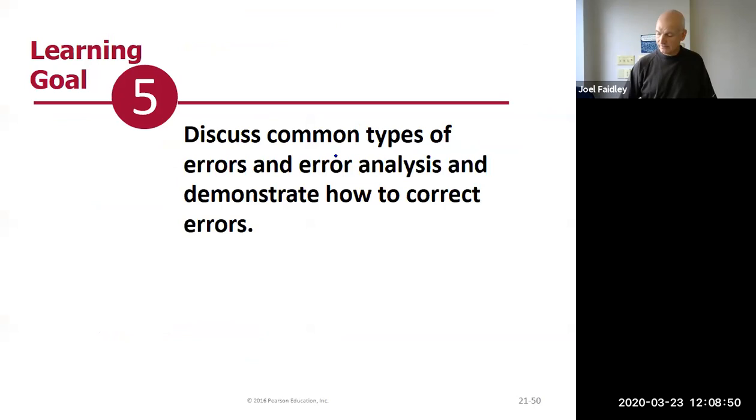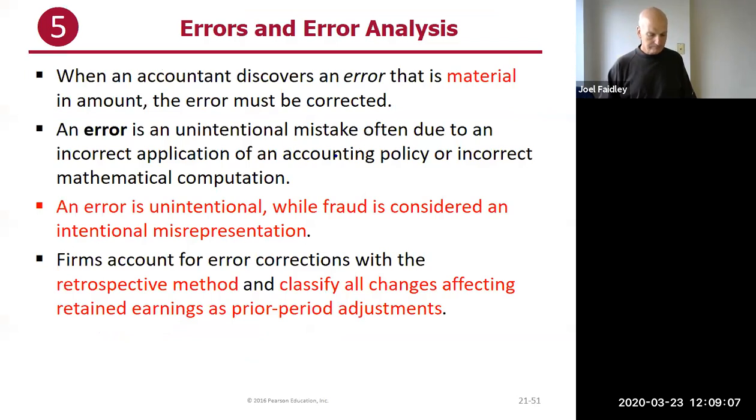All right, so that brings us to the final part of this chapter, 3 parts. Change in accounting principle, change in accounting estimates, and now we're going to look at error analysis. And this is where you will spend quite a bit of time in the future in your career, believe it or not. So what is an error? Well, it's unintentional. It's not fraud. Fraud is what? Intentional misrepresentation.